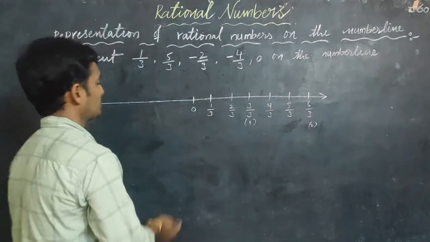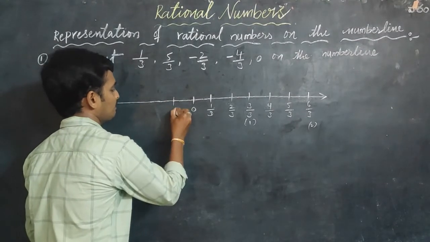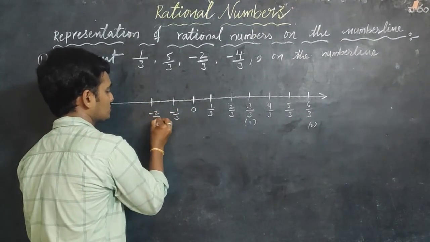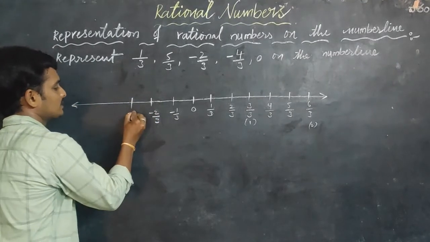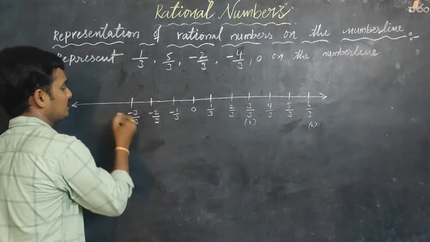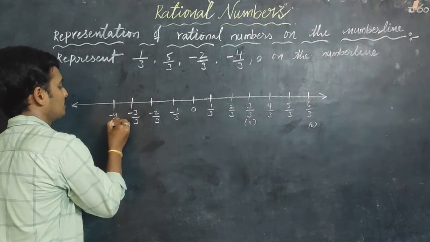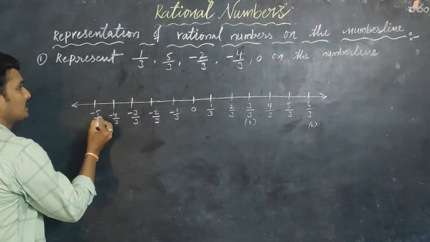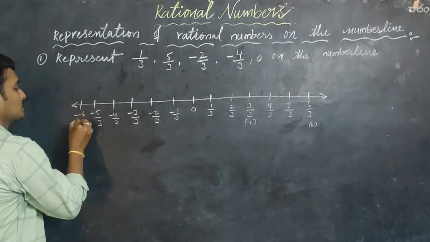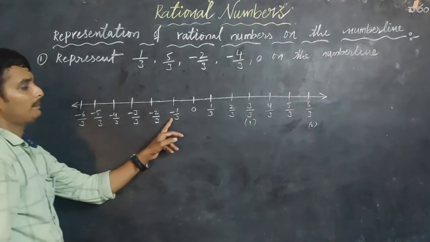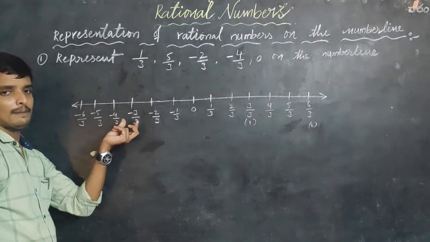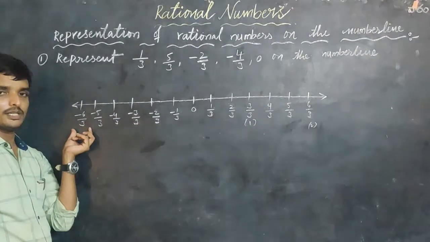The same way, if you write the negative numbers, this is minus 1 by 3. This is minus 2 by 3. And this is minus 3 by 3. And this is minus 4 by 3. And this is minus 5 by 3. And this is minus 6 by 3. The same way, minus 1 by 3, minus 2 by 3, minus 3 by 3. Minus 3 by 3 means minus 1. Minus 6 by 3 is minus 2.